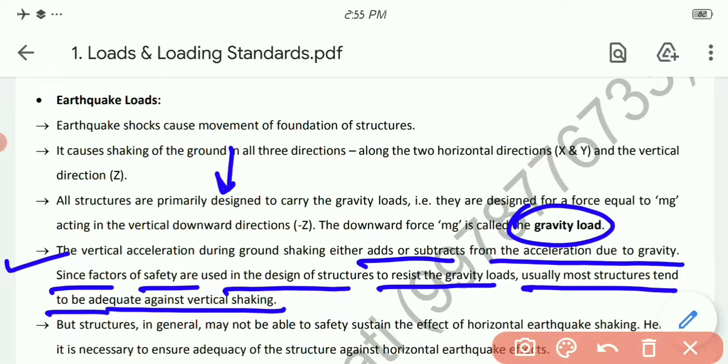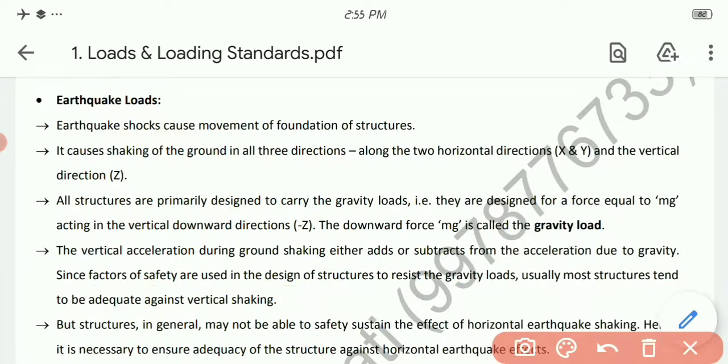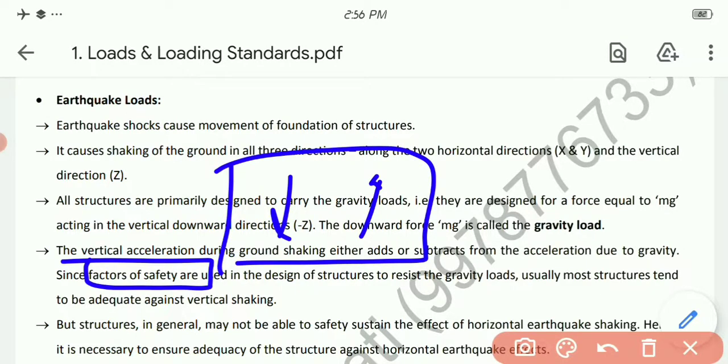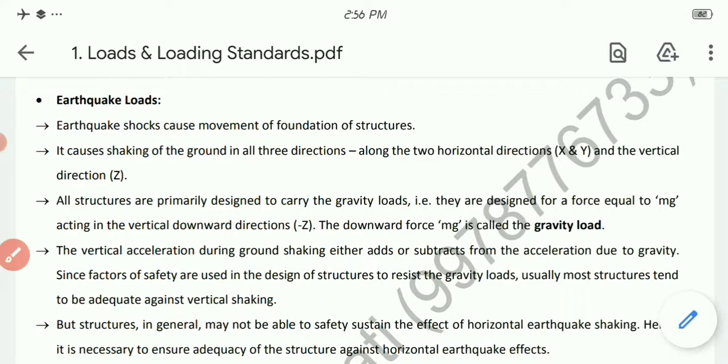Now whenever we are designing any structure, first of all we calculate the loads, and as per the limit state method we consider the factor of safety in the design of the load. So the building can easily sustain vertical loading, say upward or downward movement of the building, because a factor of safety is considered in the design of the building.